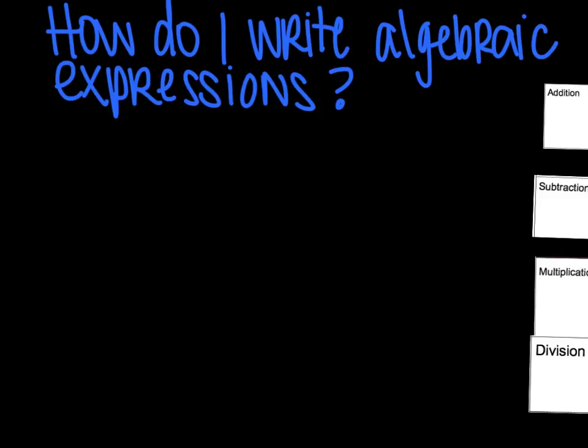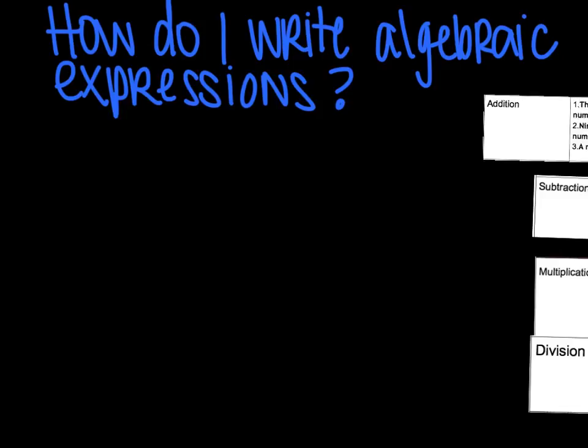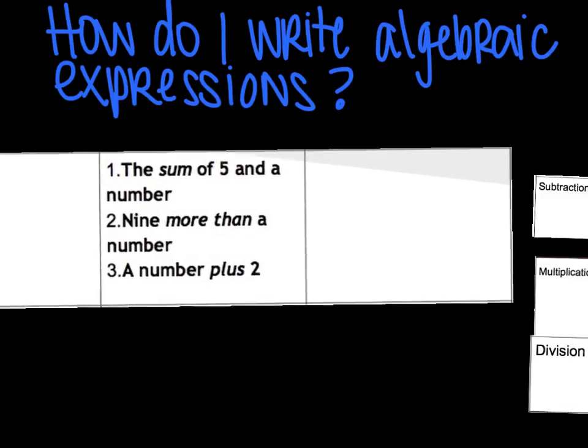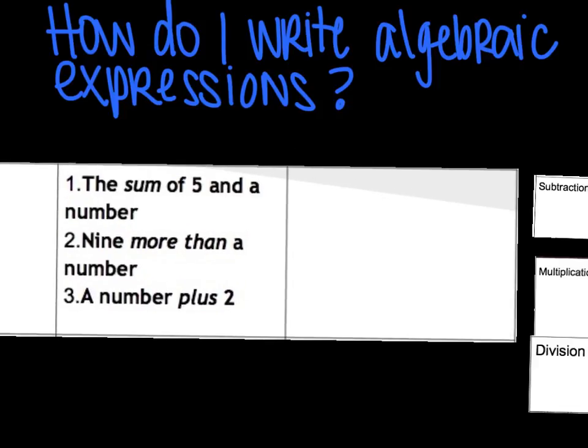How do I write algebraic expressions is what we're working on today. This question should go on the left-hand side of your notes. We're going to start with addition. Some addition types of expressions you will have or hear are the sum of 5 and a number. Now, when you're writing algebraic expressions, you just go left to right and you write it as you see it. So sum means adding, so I know I'm going to add.